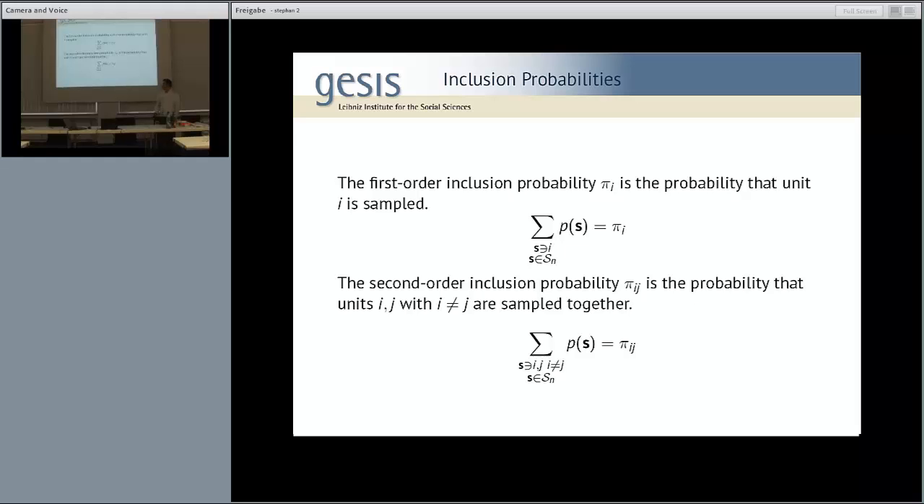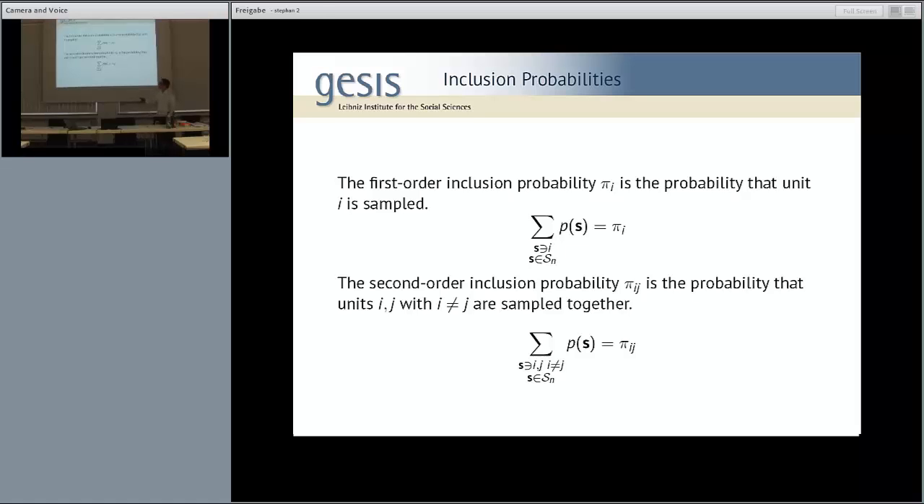Then for variance estimation, we usually need second order inclusion probabilities. With sampling without replacement, you have a correlation between sampling units. We don't put them back, so the draws are not independent. This means we have correlations between the selections, and therefore we need a second order inclusion probability, which just tells us the probability that units k and l are included together in one sample. So we just look at all samples that include k and l and sum their probabilities.